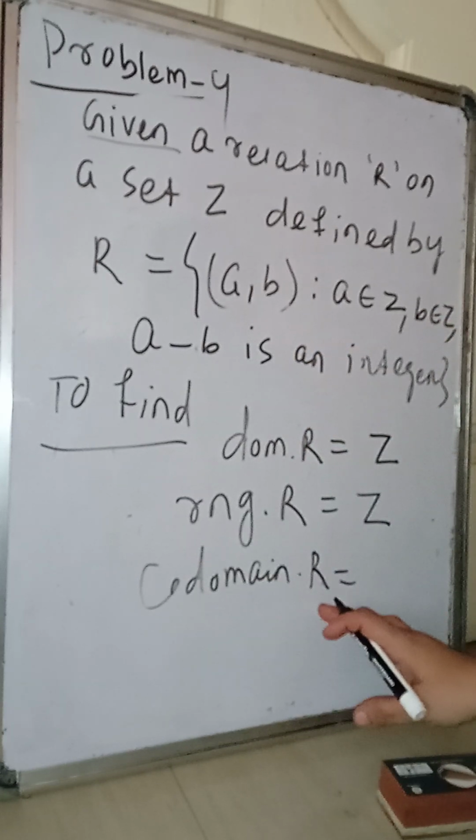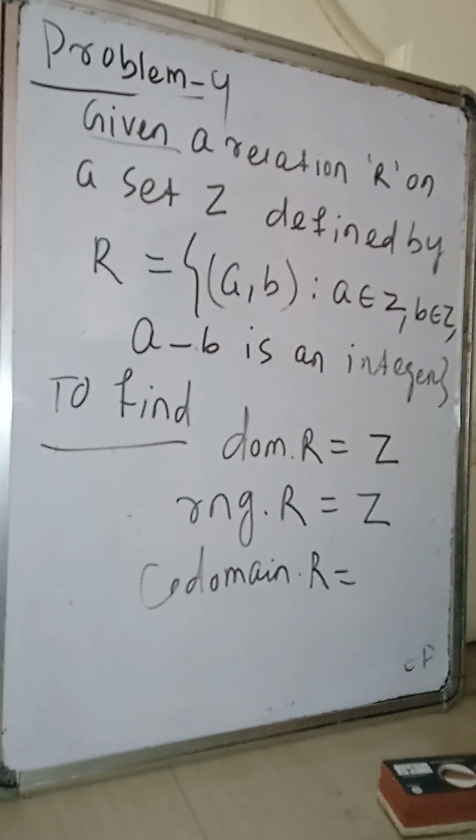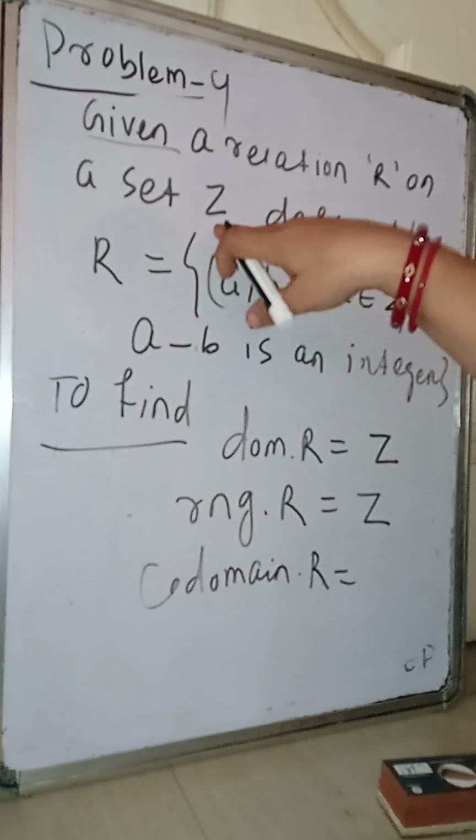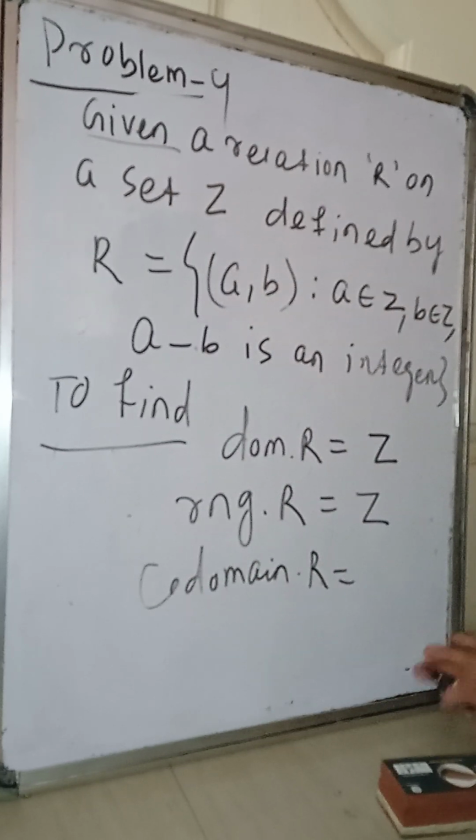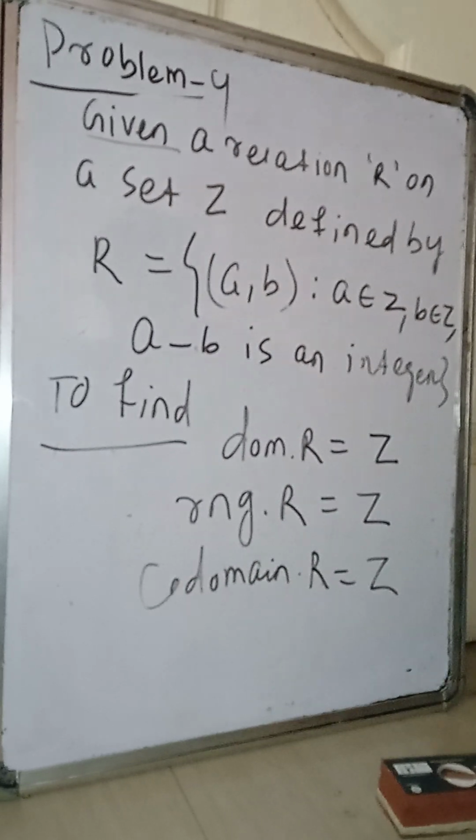Now the codomain of the relation is nothing but the entire second set. Here, for the first set and second set, we have taken the set of integers Z. So the codomain of R will in this case be the set Z. So now all these are your domain, range and codomain.